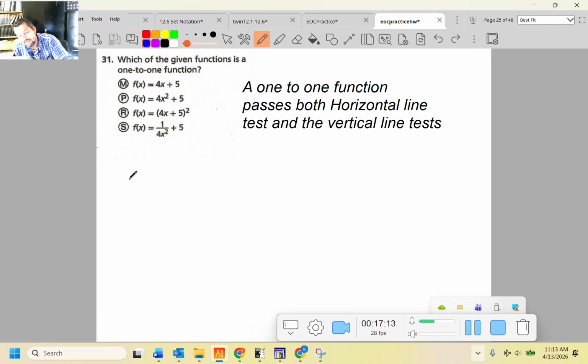So if you talk about A, it is mx plus b. 1, 2, 3, 4, 5. Rises 4, runs 1. That is definitely a one-to-one function. Sorry, that's choice M, right?